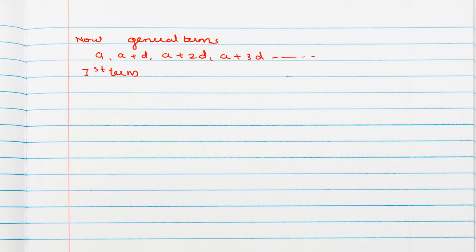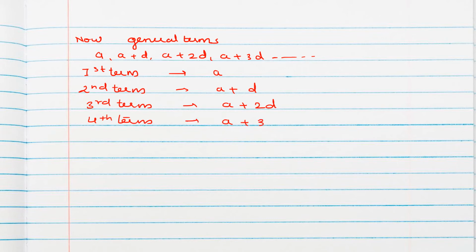So now we have the general terms with us. That is A plus D, A plus 2D, A plus 3D, and so on. So the first term is A. Second term, if you observe, is A plus D. Third term is A plus 2D. Fourth term is A plus 3D.